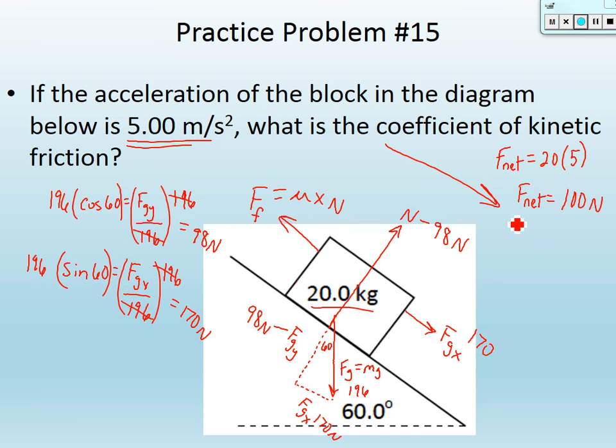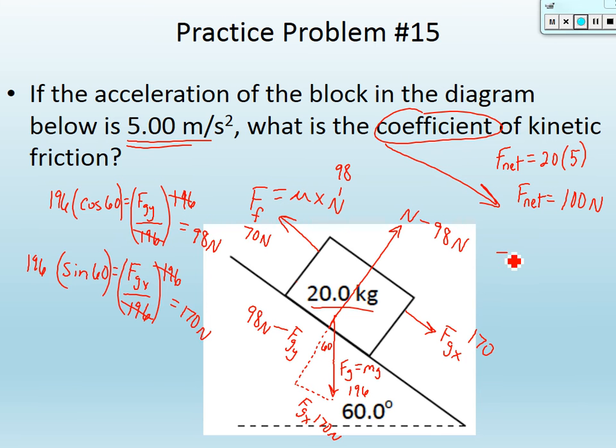Okay, so how much is friction going to be? 70. Yeah, friction's got to be 70 newtons. Okay. In order for there to be a net force of 100 newtons down, friction would have to be 70. But that's not what it really wanted. It wanted this coefficient of friction. But now that I know the force of friction is 70, I don't know the coefficient of friction. Do I know normal force? Yeah, that's 98.